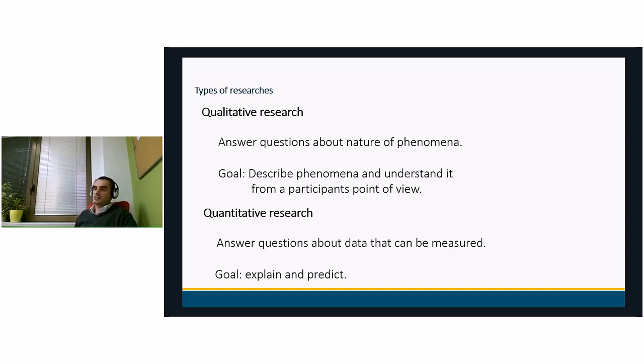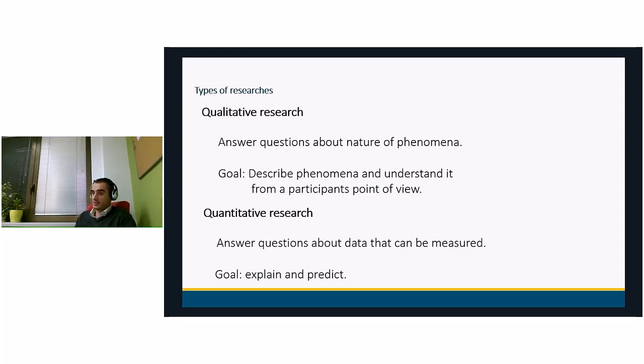In general, there are two types of research: qualitative and quantitative research. Qualitative research answers questions about the nature of phenomena. And the goal here is to describe the phenomena of interest that we want to research and understand it from participants' point of view. So when I ask you, why are you satisfied with your mobile operator, or with your bank, or with your toothpaste, you will always give me an answer on the question why you're satisfied. Some person will be satisfied with one thing, another person with another, and I will be able to understand why you're behaving or you have an opinion that you have at the moment for a particular topic.